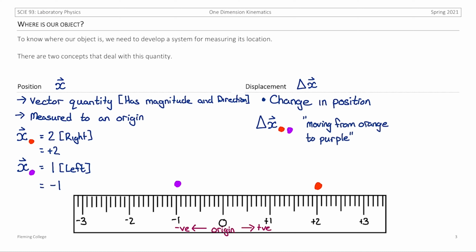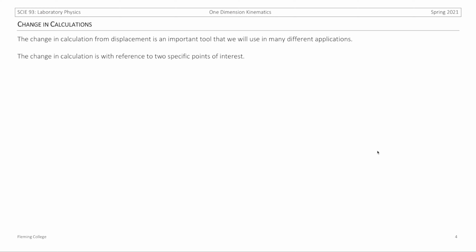And if we do this, we can simply count the number of positions. So we start at the orange dot and we move all the way to the purple dot, which is 1, 2, and 3. So our displacement, or our change in position, is 3 to the left, which can also be said as 3 in the negative direction, which is based on our coordinate system we set up. We won't identify change in positions by drawing them every time. We need to be able to calculate this value.